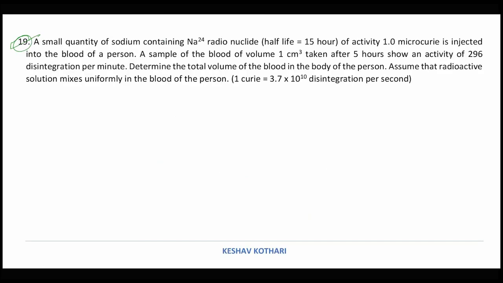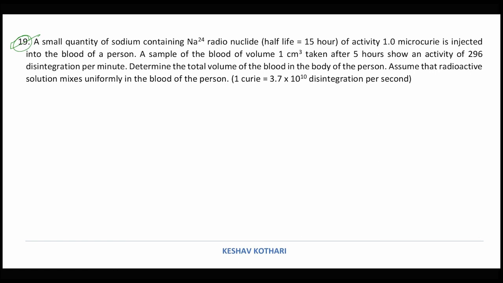A small quantity of sodium containing Na24 radionuclide, half-life 15 hours, of activity 1 microcurie is injected into the blood of a person. A sample of the blood of volume 1 cm³ taken after 5 hours shows an activity of 296 disintegrations per minute. Determine the total volume of the blood in the body of the person. Assume that the radioactive solution mixes uniformly in the blood of the person.